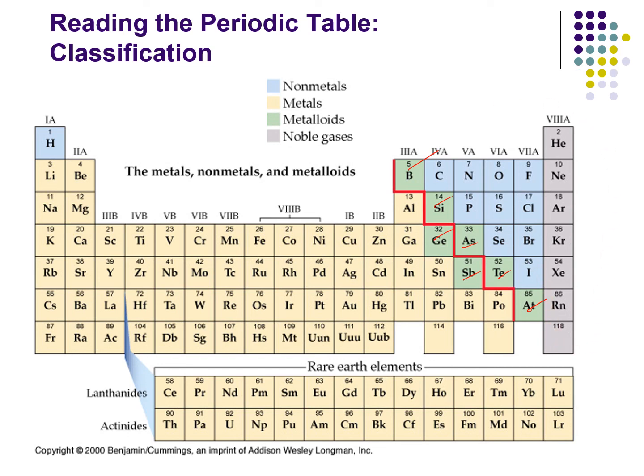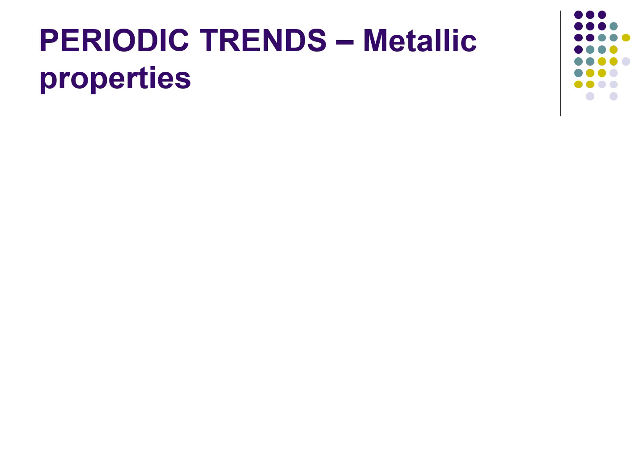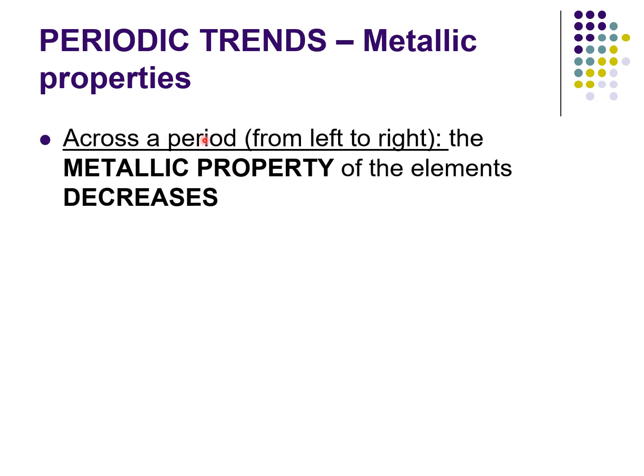Okay. So now, let's continue. Ayan. So, periodic trends, metallic properties. So, paano natin i-describe yung metallic properties using our periodic table? So, across a period, ibig sabihin, from left to right, ano daw ang nangyayari sa metallic property ng mga elements? The metallic property of the elements decreases. Take note ha, from left to right or across a period, the metallic property of the element decreases. I-discuss natin yun mamaya. Anong ibig sabihin ng metallic property decreases?